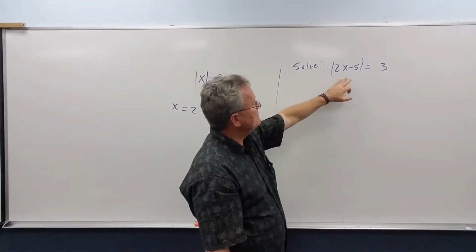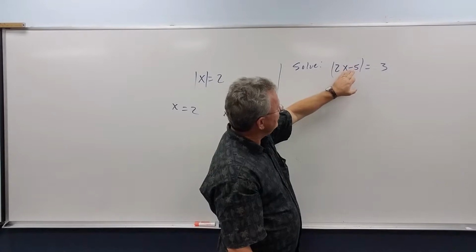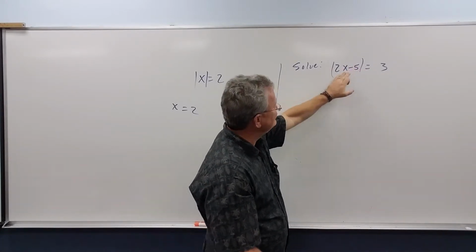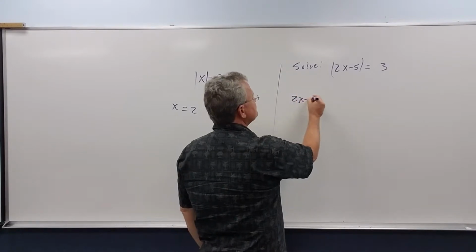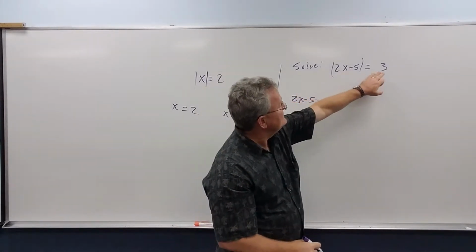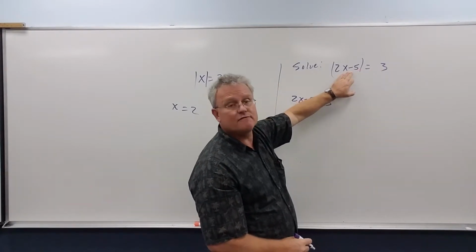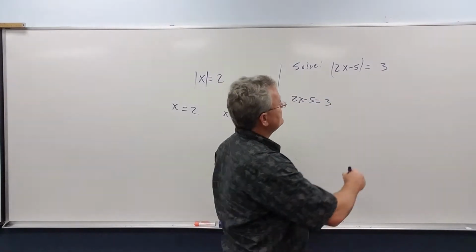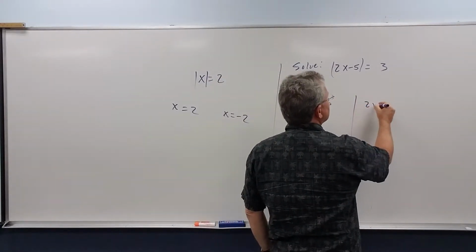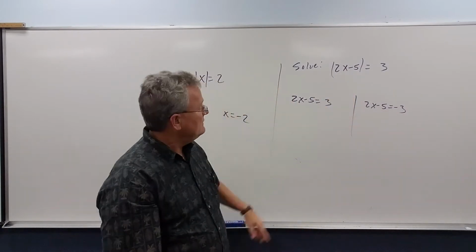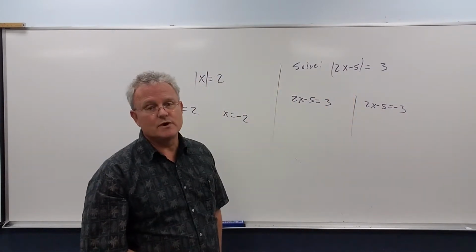So what do we do here? Well, the absolute value of 3 equals 3, so that means this, 2x minus 5, can be 3. But if this was the opposite of that, negative 3, the absolute value of negative 3 is also 3. So 2x minus 5 can also equal negative 3. Then we just solve these two equations.